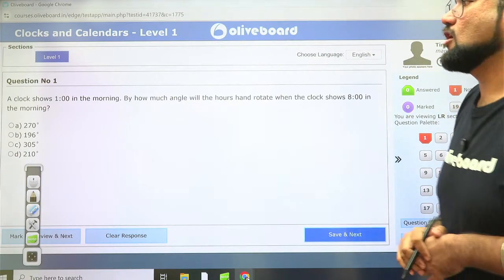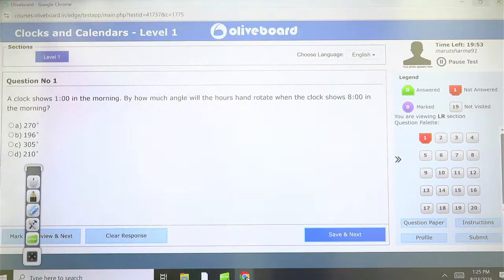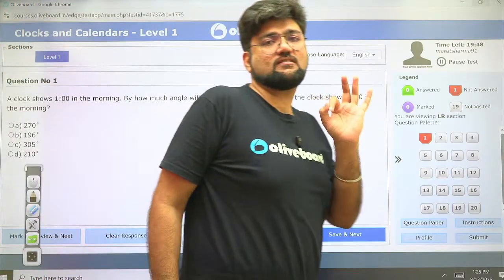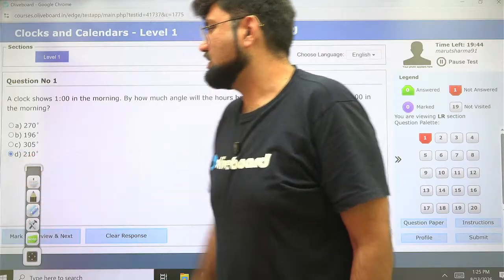Okay. So if a clock shows 1 o'clock in the morning, by how much angle will the hour hand rotate when the clock shows 8 o'clock in the morning? 1 a.m. to 8 a.m. It has crossed 7 hours. 1 hour is 30 degrees. 7 hours is 210 degrees. Option D is the correct answer.